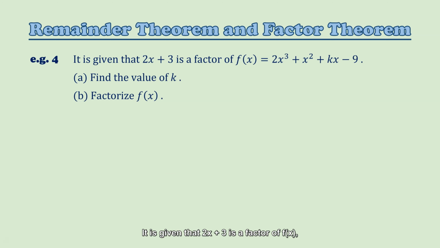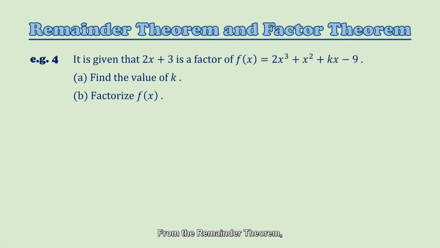It is given that 2x plus 3 is a factor of f(x) and f(x) is equal to 2x cubed plus x squared plus kx minus 9. In part A, we need to find the value of k. Because we know that 2x plus 3 is a factor of f(x), the remainder when f(x) is divided by 2x plus 3 is equal to 0.